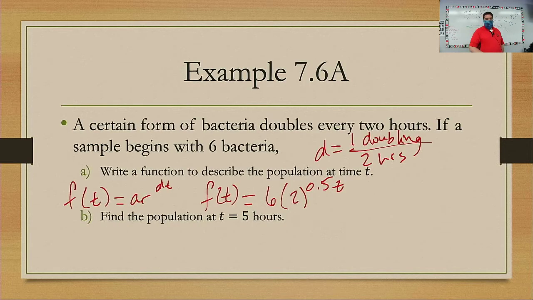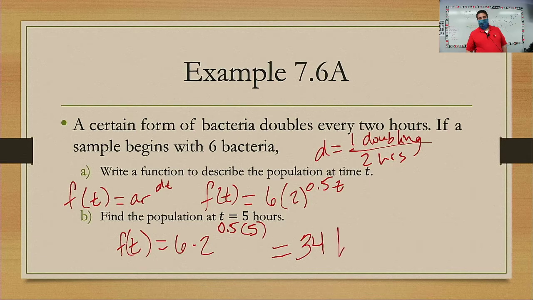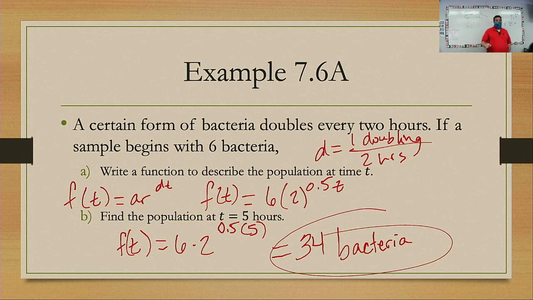All right, whoops. Sorry, there's a part B. Find the population at t equals 5 hours. Well, we just plug in 5. So f of t is equal to 6 times 2 to the 0.5 times 5. So you'll get 2.5 as an exponent. All right, 2 to the 2.5 times 6 gives us about 34 bacteria. We say 34 because the actual answer is 33.94. So 34. Okay, we just round to the nearest whole.